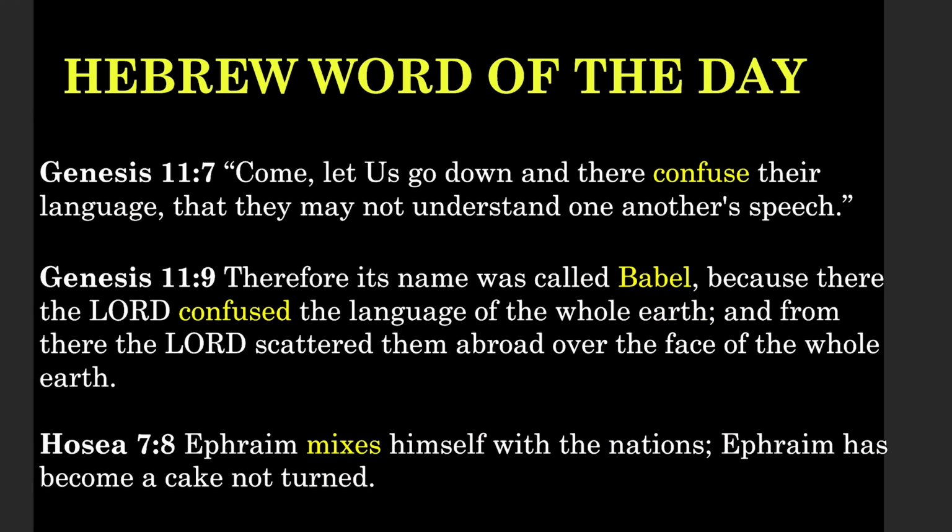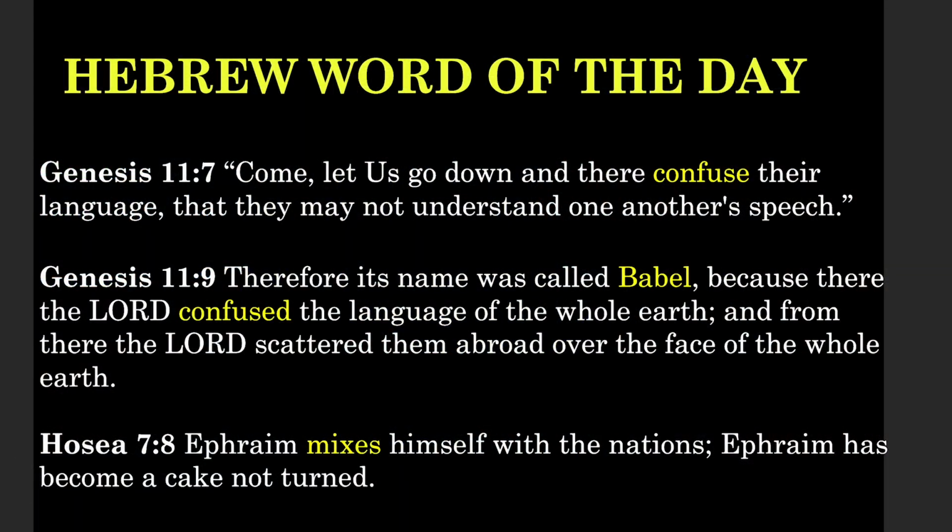"Come, let us go down there and confuse their language, that they may not understand one another's speech." So that's the setup, in verse 7. Then verse 9 has the one we just talked about, and then Hosea uses that same word in 7:8, which says Ephraim mixes itself with the nations. Ephraim has become a cake not turned. It's the same range of meanings, the mixing, the babbling or confusing, but in a totally different context.